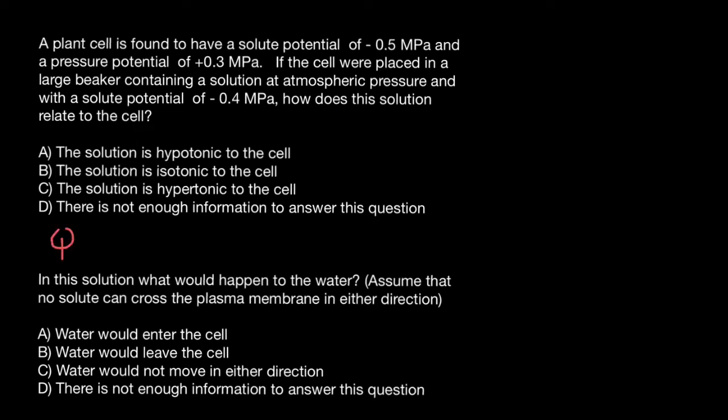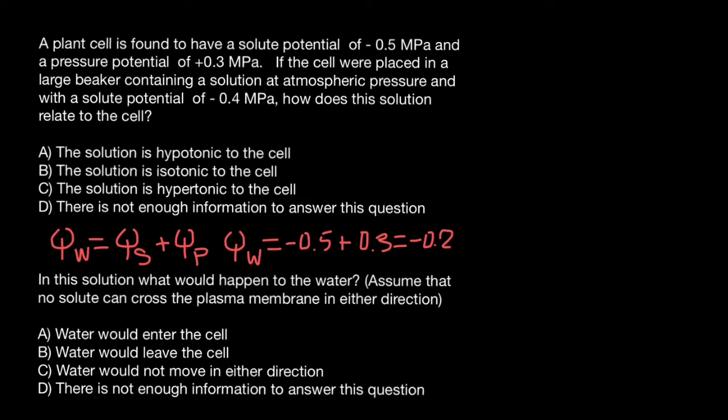And here is the formula: psi W, which is water potential, equals solute potential plus pressure potential. In our case, water potential would equal solute potential minus 0.5 plus pressure potential 0.3, and we are going to get minus 0.2 megapascals, which is water potential.